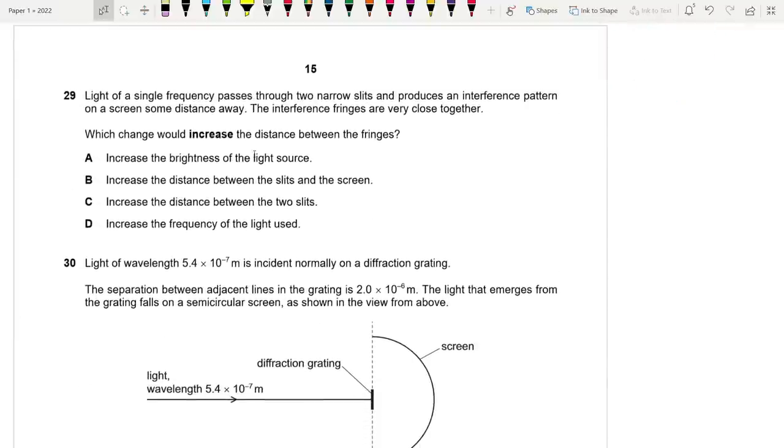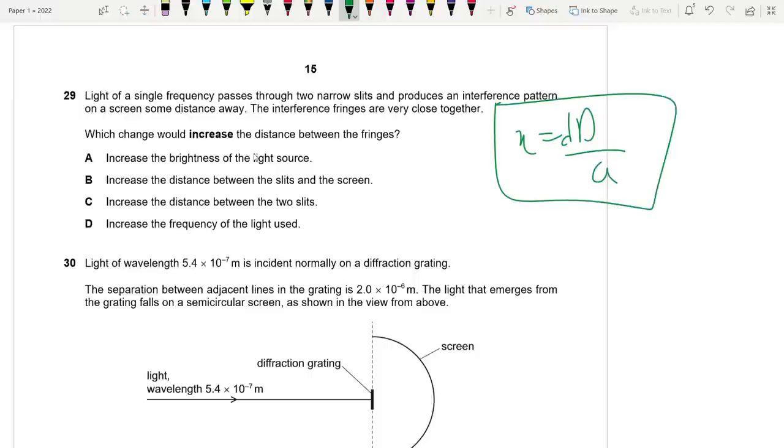29. Light of a single frequency passes through two narrow slits and produces an interference pattern on the screen some distance away. So we are dealing with double slits, right? So x equals lambda D by a. The interference fringes are very close together. What would increase the distance between the fringes? x is equal to lambda D by a. How could we increase x?